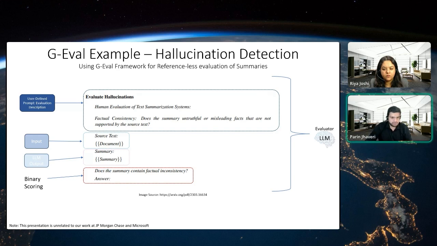In fact, they only provide an evaluation description by calling it factual consistency. They ask the evaluator LLM to see if the summary is untruthful or if any misleading facts exist within the summary. Similarly to the coherence prompt, we still give the source text, which is the news article, and the summary generated by the predictor LLM. With all of these inputs and the binary scoring function, which is basically a yes or no, does the summary contain factual inconsistency. With all of these elements as part of the prompt, it is provided as input to the evaluator LLM. And this is done for each summary, and then you can decide how good the predictor LLM is at generating factually consistent summaries.